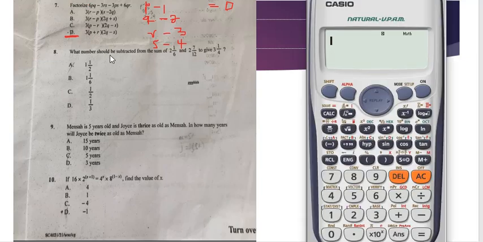Okay, so what number should be subtracted from the sum of 2 whole number 1 over 6 and 2 whole number 7 on 12, to give 3 whole number 1 on 4. So let's see. What number should be subtracted from the sum of these two to give us this? Okay, so let's see how we do that.